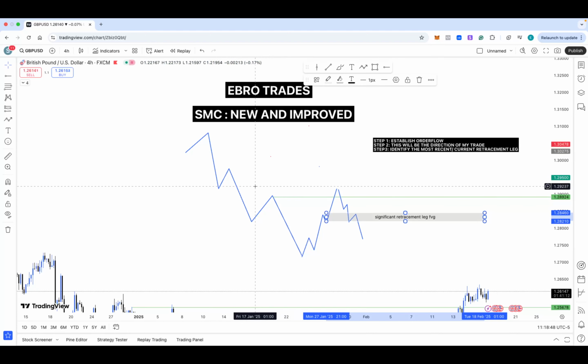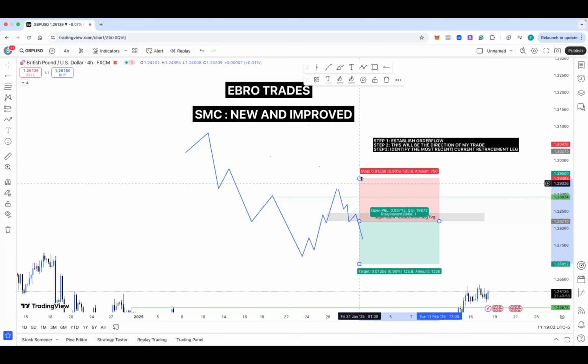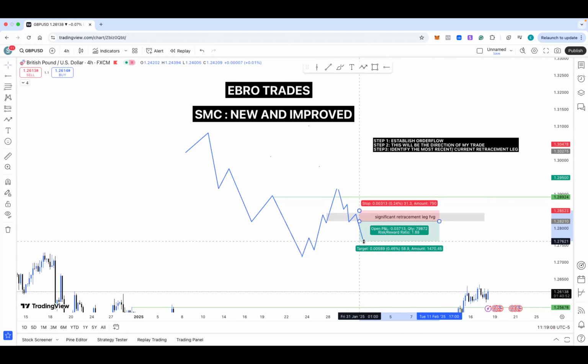I prefer to do this on the 5-minute and the 4-hour. 4-hour is better because it's less noise, but on the 4-hour time frame, as soon as we disrespect the retracement leg fair value gap, we are going to take a trade in the direction of daily order flow. So in this case, we're going to take a short position at the disrespected fair value gap, stop loss just above the fair value gap, targeting 2RR.